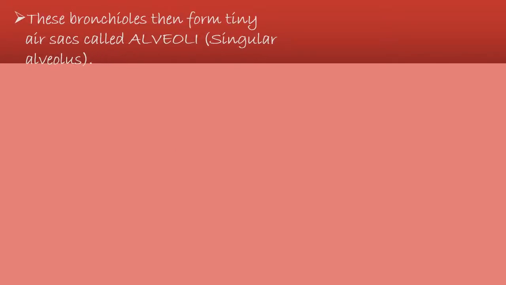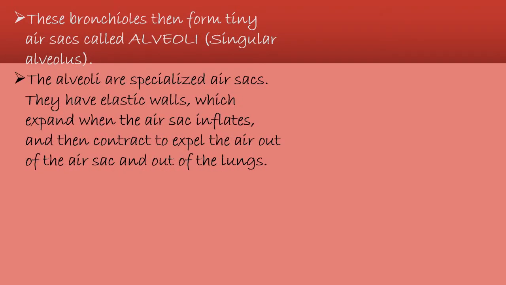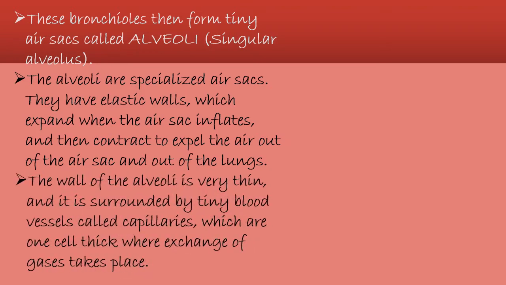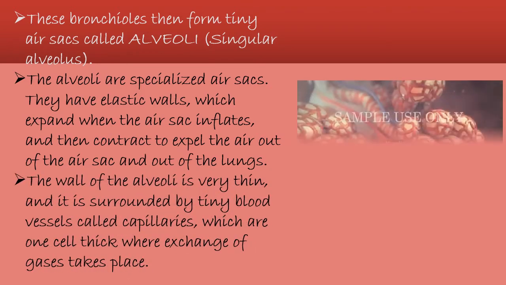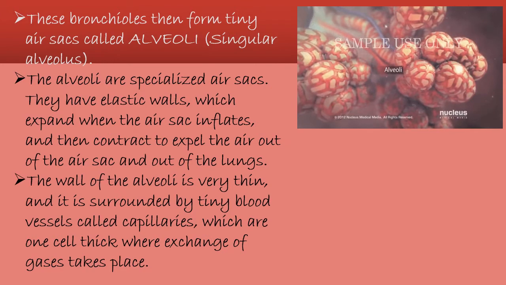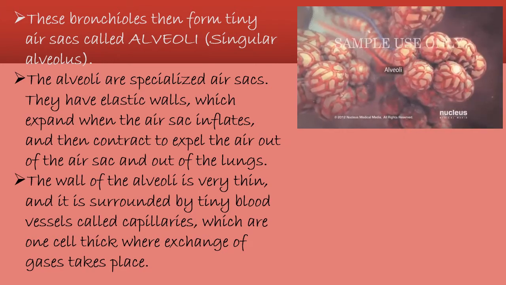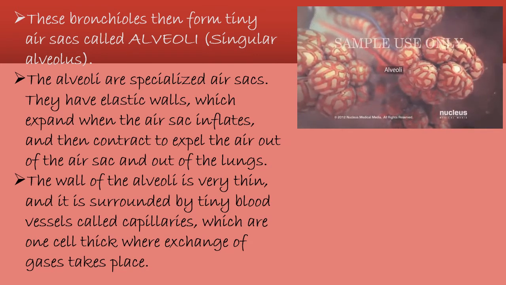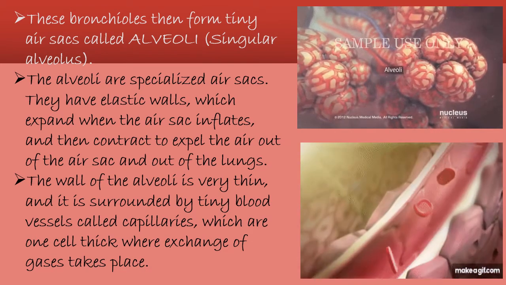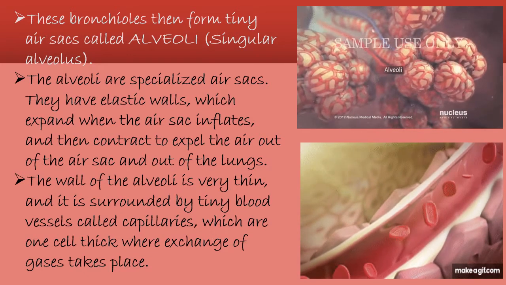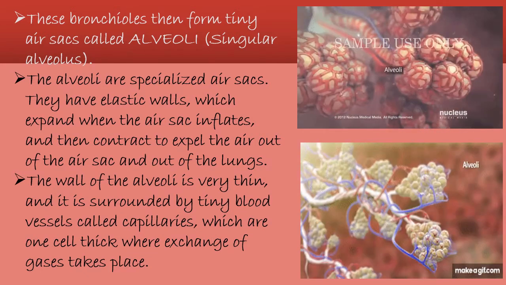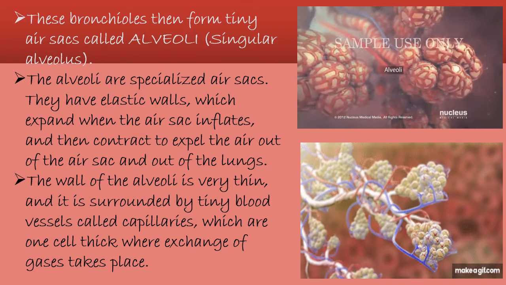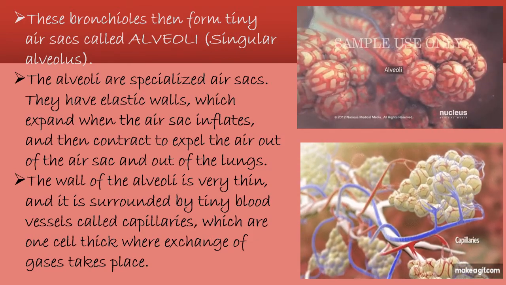Now students, each bronchiole ends in a bunch of tiny air sacs called alveoli, a single one being an alveolus. The alveoli are specialized air sacs. They have elastic walls which expand when the air sacs inflate and then contract to expel the air out of the lungs.